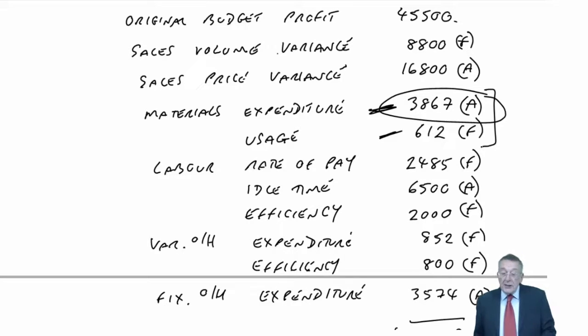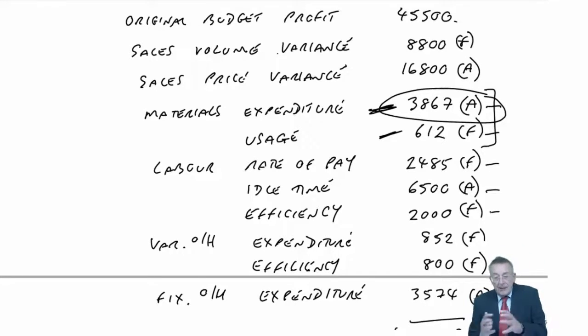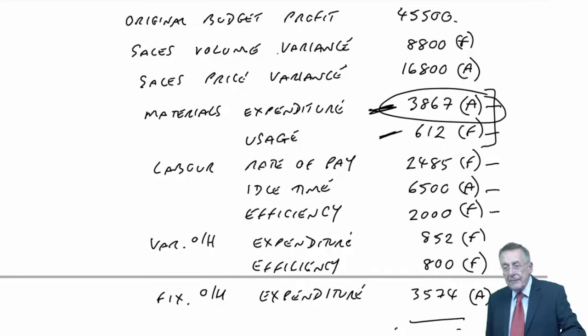But that highlights the danger. We shouldn't just go down and say, oh, bad, good, good, bad, good, you know. They can relate together. If we were buying better material, it would be important to look at those two together if it was better material in order to hopefully waste less.